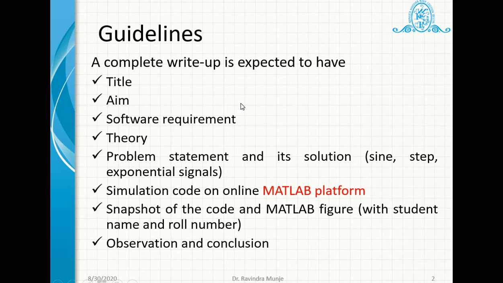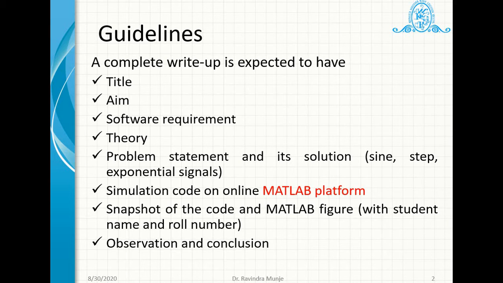The guidelines for the experiment are you are supposed to complete the write-up as per the points given below. Write down the title, aim, software requirement, theory, problem statement and its solution. So you need to write a problem and you need to solve it, and the same you need to plot on the graph paper so that you can verify your waveform with the waveform that you will get after simulation.